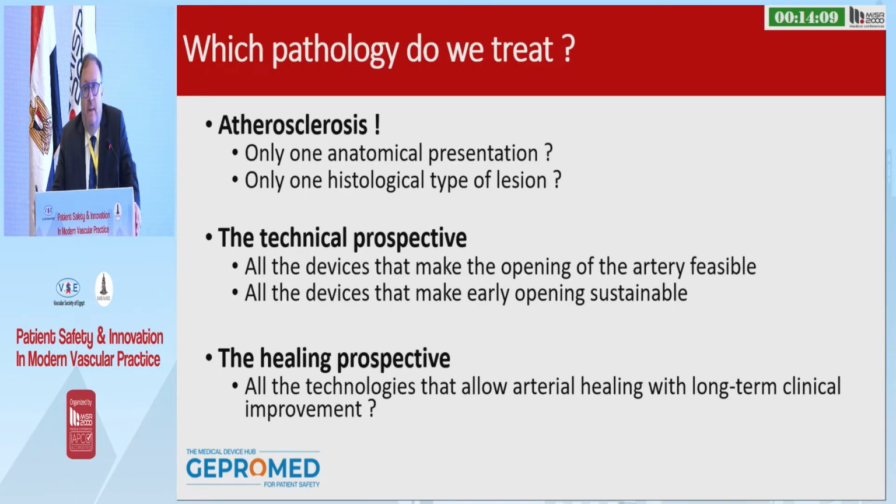You know the pathology we treat, atherosclerosis, but is there only one anatomical presentation, one histological type of lesion? We have the answer. On a technical perspective, all the devices that make the opening of the artery feasible, we have the different devices, and also devices to keep it open. And we also have the healing perspective, and do we have some technologies that could allow arterial healing for the long run?